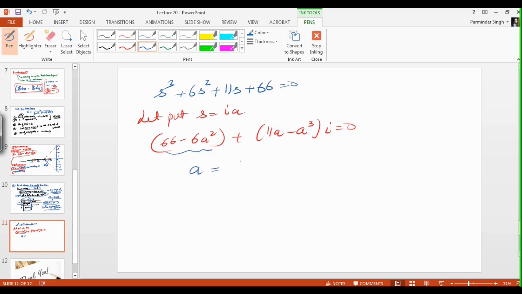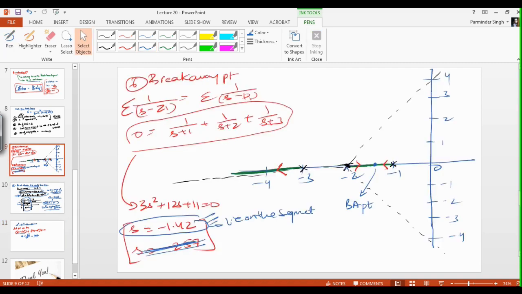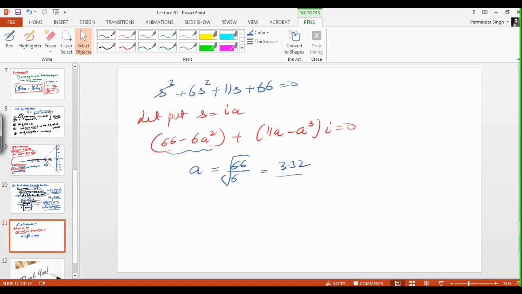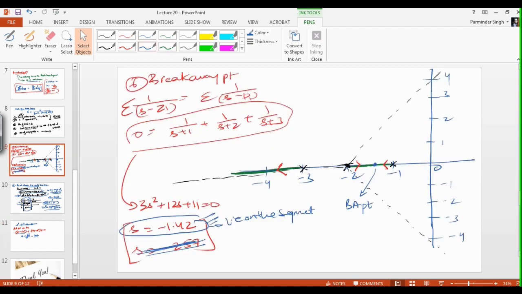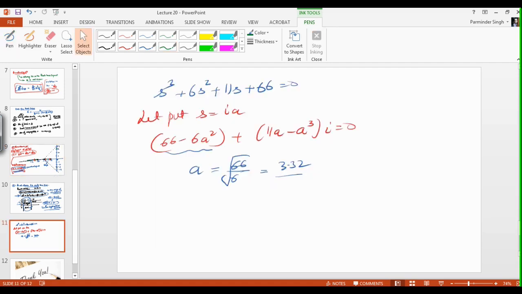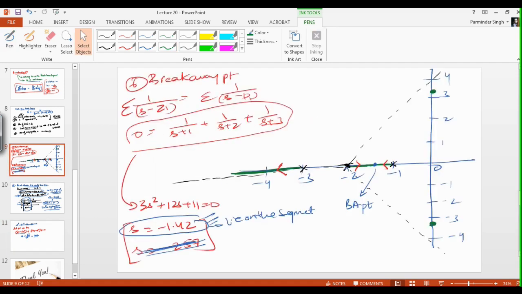So we get a equal to the square root of 66 by 6, that is the square root of 11, which is 3.32. That means the root locus will cut the imaginary axis at 3.32, somewhere here. So we'll have one point over here and the other point somewhere here. Clear? So this is how we calculate the point at which the root locus cuts the imaginary axis.